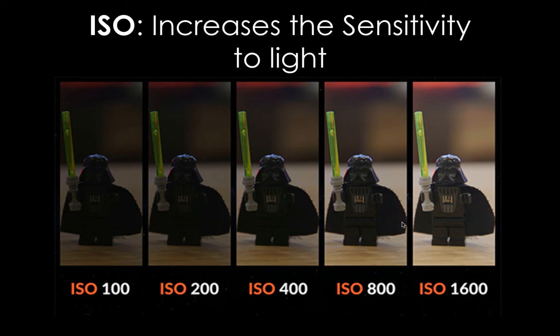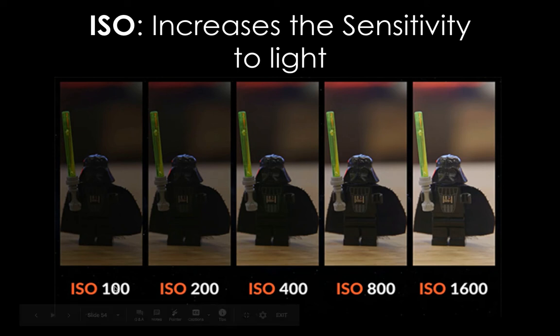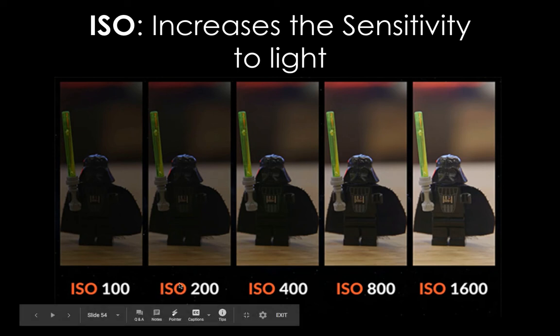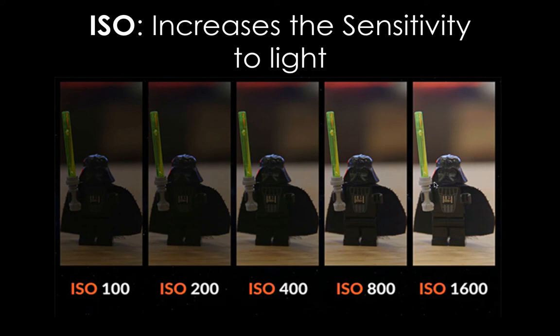Here's a good example. Again, Lego figures always work well for this sort of example. You can see as we're adjusting the ISO, it's increasing the sensitivity and allowing more light to come into your camera. So remember, I told you it's a balance between those three variables: ISO, shutter speed, and aperture.